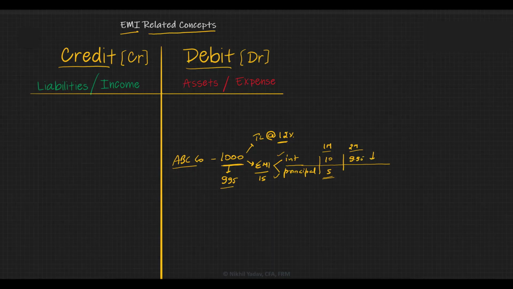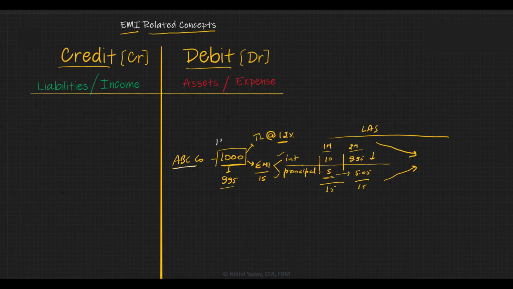So we see a decline in the interest, whereas since the EMI is to remain at 15, the principal component has now increased to 5.05. So this is a simple example, but even if you do calculations in Excel, you will see in the loan amortization schedule, the interest component declines over time as the principal outstanding reduces, whereas the principal component in the EMI increases with time. Now let's quickly have a look at the accounting entries that happen.